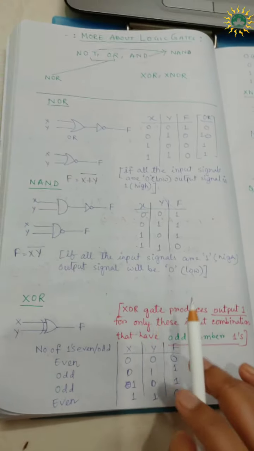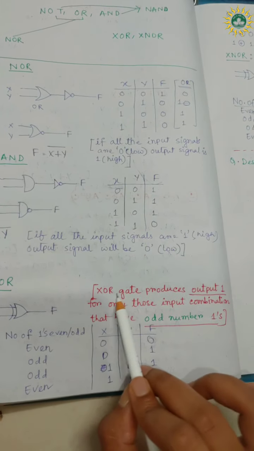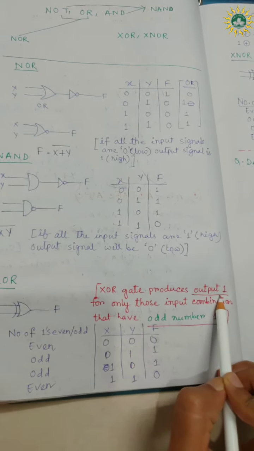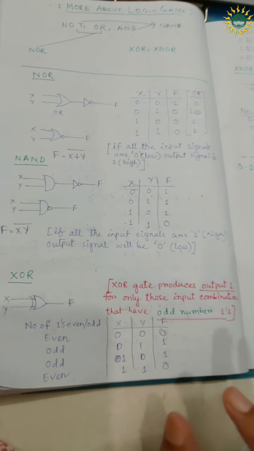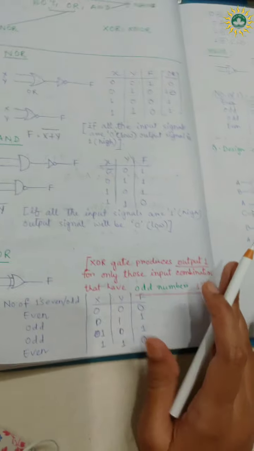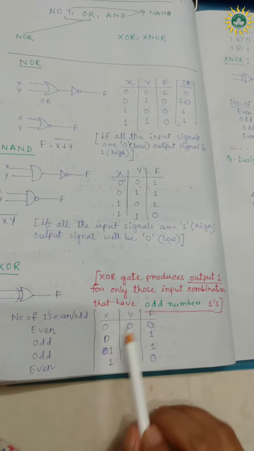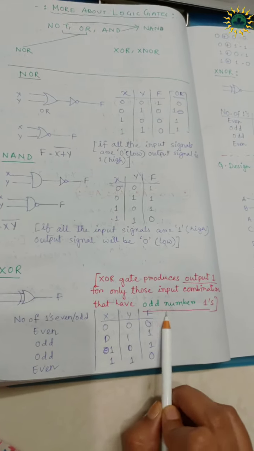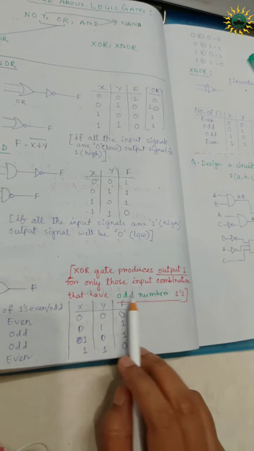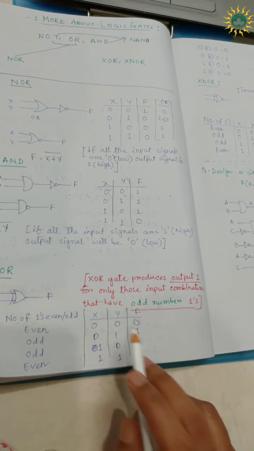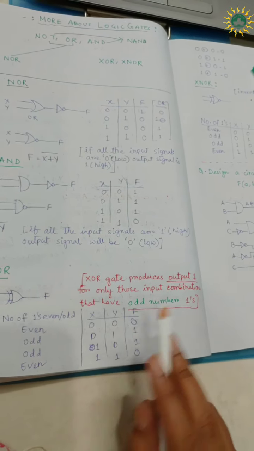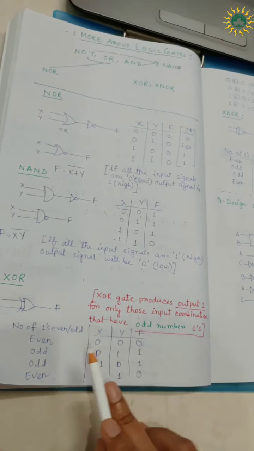Now a very important thing for the XOR gate: the XOR gate produces output 1 for only those input combinations that have an odd number of 1s. In Bangla: if there are 3 inputs or 4 inputs, and the inputs have an odd number of 1s, then only the output will be 1 in case of XOR.